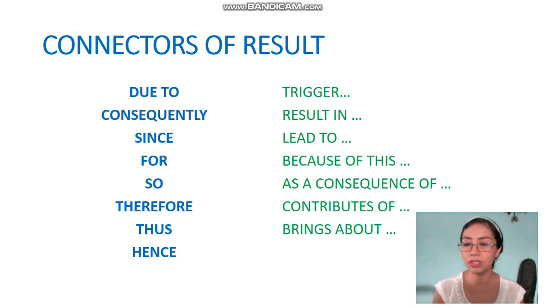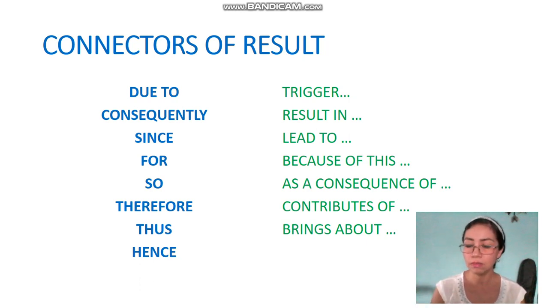The expression result in is the same, right? It's very self-explanatory, something that results in something. So for example, you can say that, I don't know, a bad, unhealthy lifestyle can result in some diseases for your body, right?